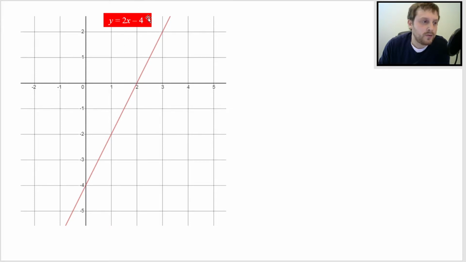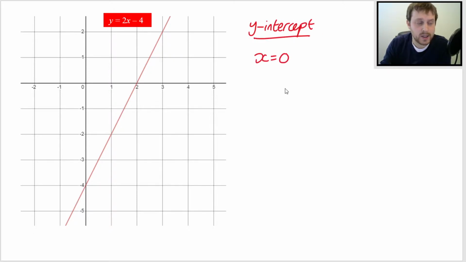Now let's see if we can really convince ourselves that this should be the case. So for the y-intercept, it's x that's 0. X is 0 on the y-axis. X is 0, so I'm going to have y is 2 lots of 0 take away 4, which is minus 4, right? And that's what we can see. We can visually see that because we've got the graph already drawn for us.